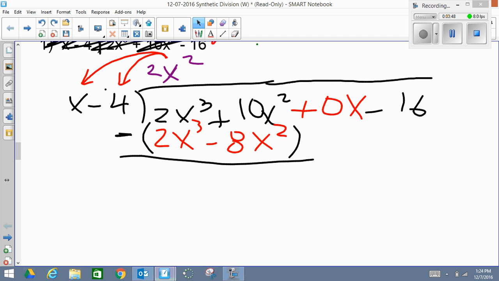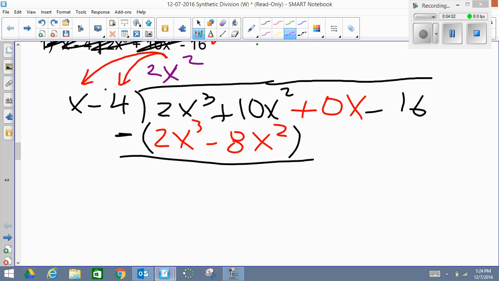There you go. So, the first term, 2x cubed minus 2x cubed, cancel out. Next, 10x squared minus, 10x squared minus negative 8. Again, 10 minus negative 8. These two negatives turn into a positive. So 10x squared minus negative 8x squared means 18. So you're going to have 18x squared.